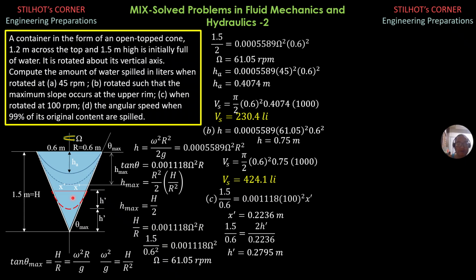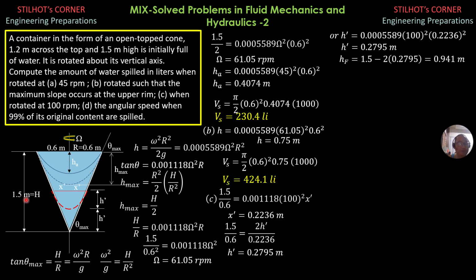So volume of paraboloid of revolution pi over 2 radius x prime square times height h prime. Or another way to compute h prime is using the formula 0.0005589 100 square times x prime square, the radius. So h prime is indeed 0.2795 meters. So volume spilled, by the way, height of frustum, this height of frustum here is equal to 1.5 minus 2h prime, and that is 0.941.